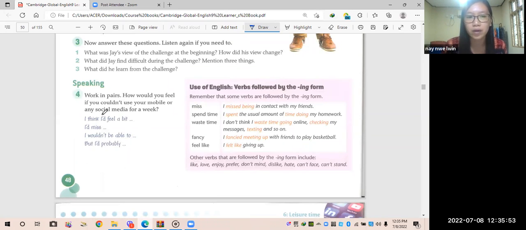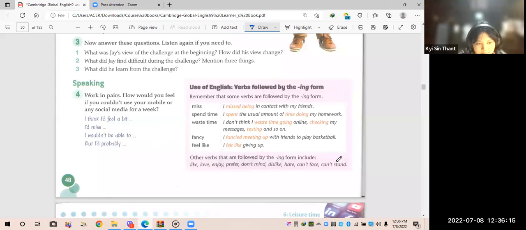Okay, so you can use the phrases like, I think I feel a bit, or I miss, I wouldn't be able to, but I'm probably. So you can use these phrases. You have to think about yourself, in a situation that you cannot use your phone for a week. I'll give you 5 minutes to prepare, and after that you have to talk one by one. Okay.